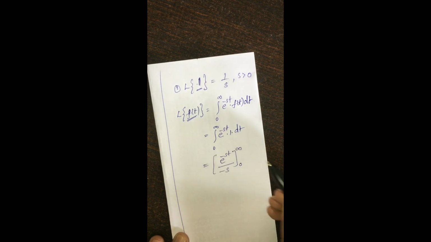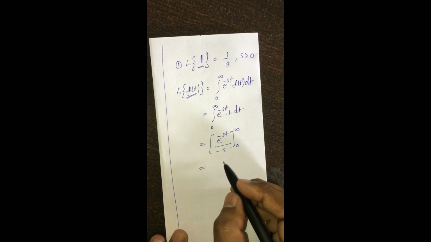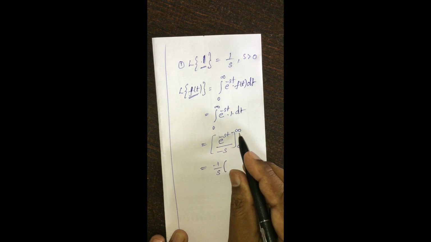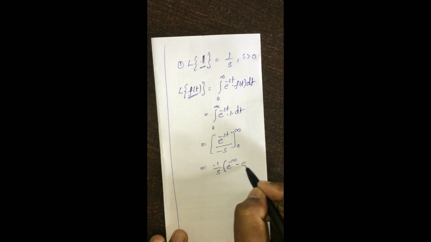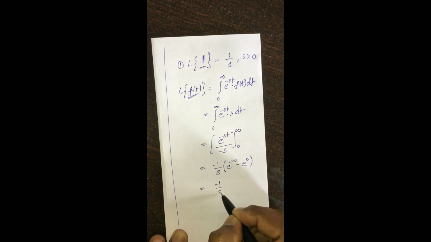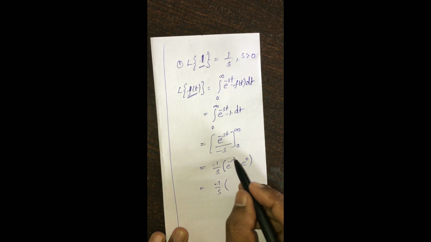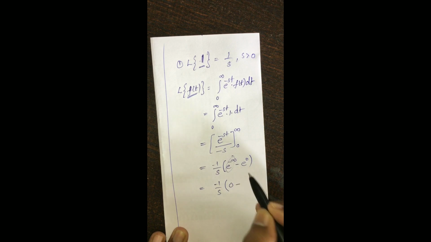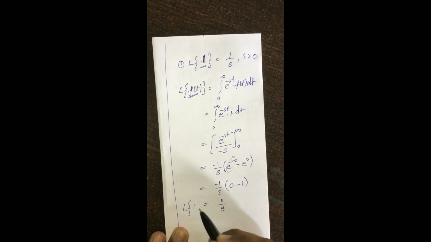Now the limits are 0 to infinity. Substitute the upper limit minus the lower limit. Taking minus 1 by s as common, the upper limit gives e to the power of minus infinity minus e to the power of 0. Now e to the power of minus infinity has the value 0, and anything to the power 0 has the value 1. So minus into minus gives plus 1 by s. That means the Laplace transform of 1 is 1 by s.